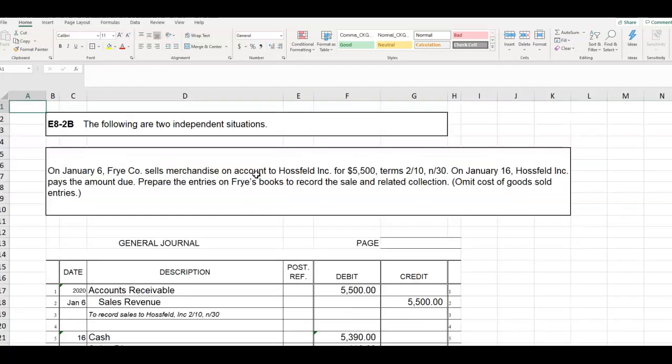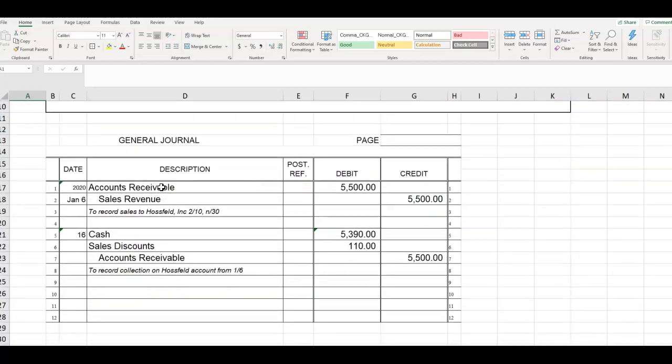The next problem we'll look at is: the Fry Company sells merchandise to Hosfeld for $5,500, 2/10, n/30. Hosfeld pays the amount due, and here are the entries. Simple entries. We've done them hundreds of times, maybe dozens of times, perhaps. I might have done them thousands. You guys may have done dozens.